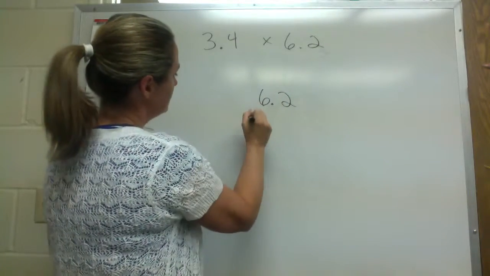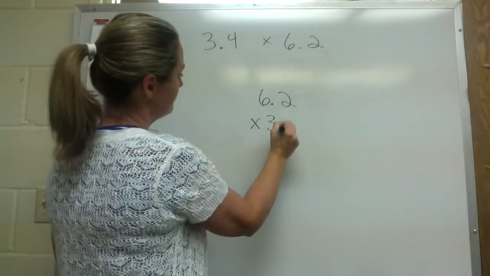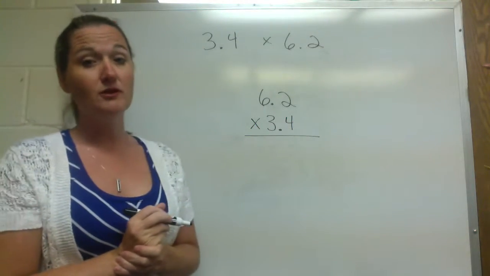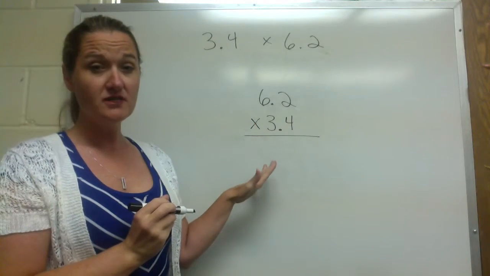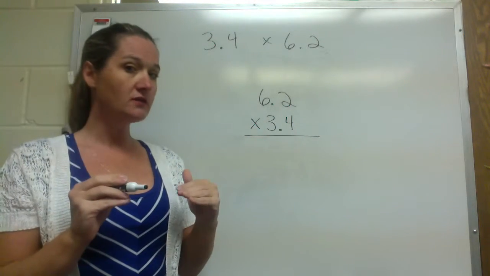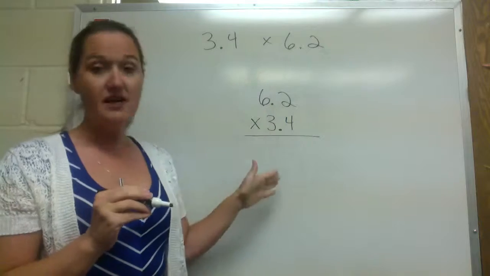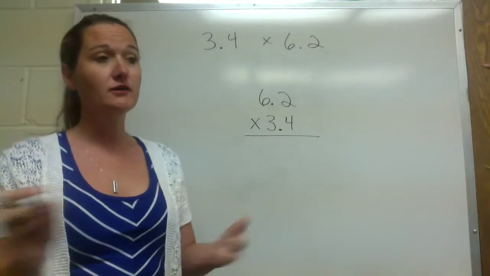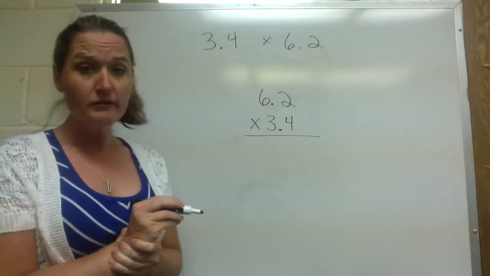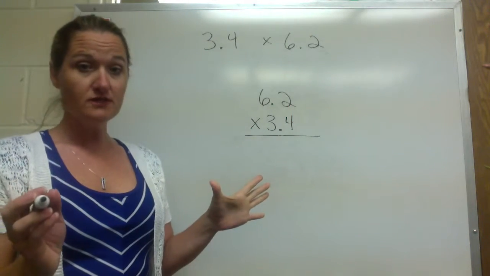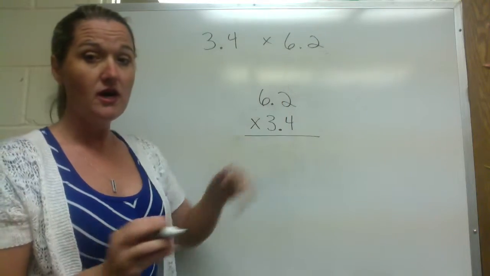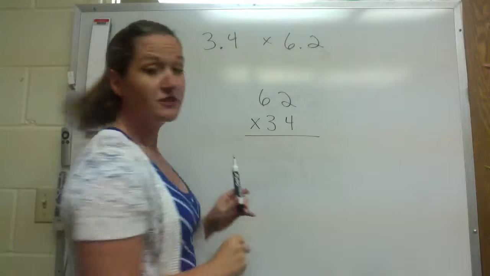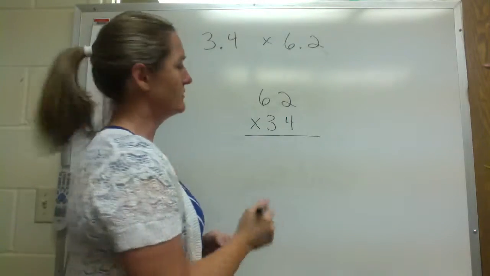6.2 times 3.4. Okay, now as I write my problem, I do not have to line up my decimals. That's only adding and subtracting that makes a difference. Multiplying, they just happen to line up now, but it really is not important if they line up. Actually, don't even bother trying to line them up. All right, so what I'm going to do to solve this is I'm just going to ignore the decimals. You don't have to do this, but I'm just showing you. I'm just going to pretend they're not even there. Okay, I'll put them back in a little bit.